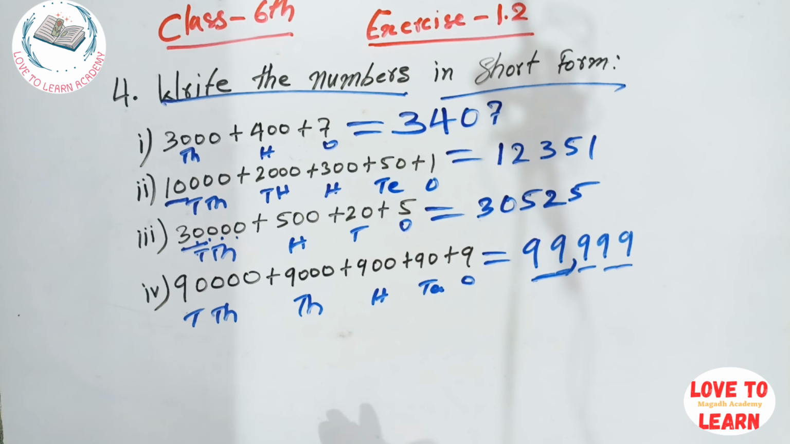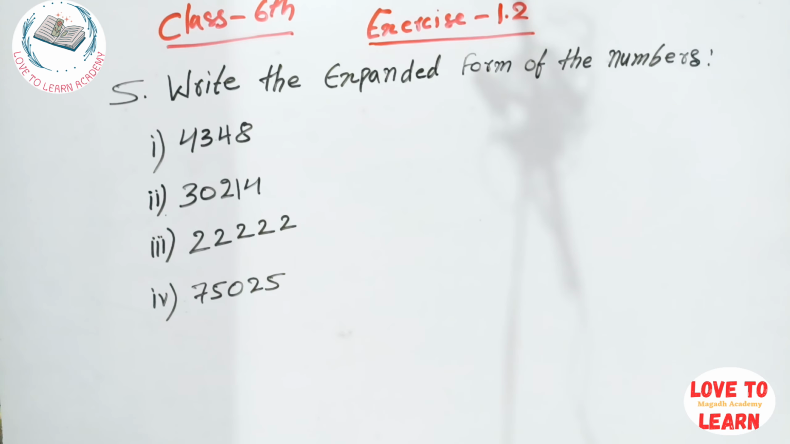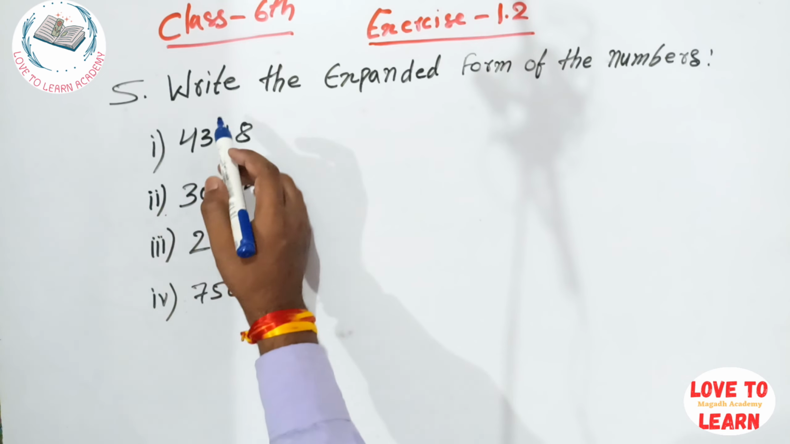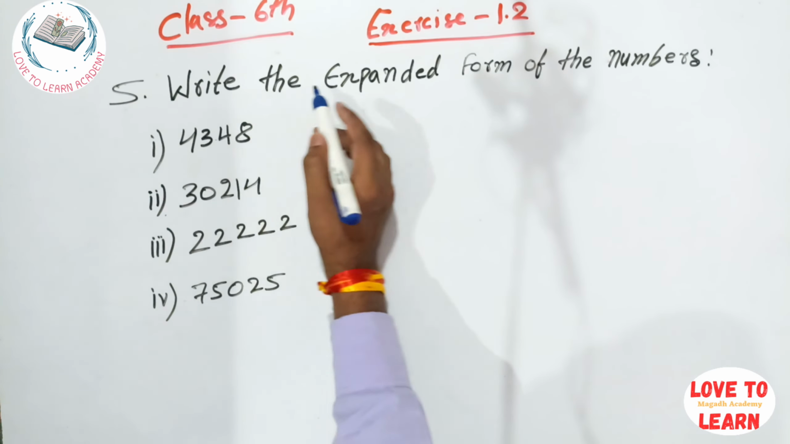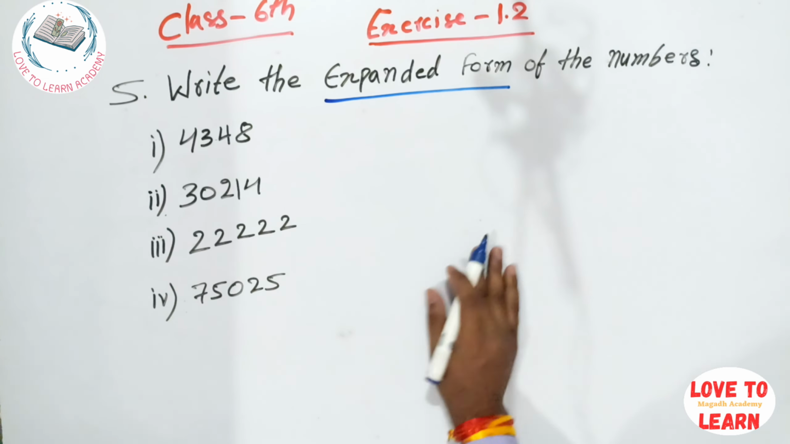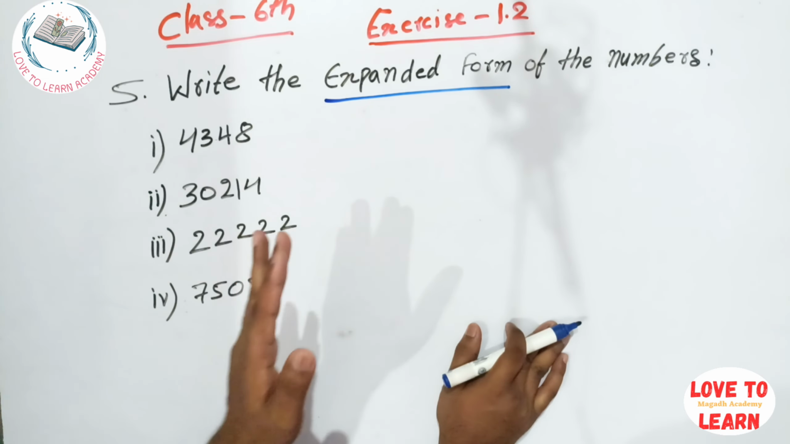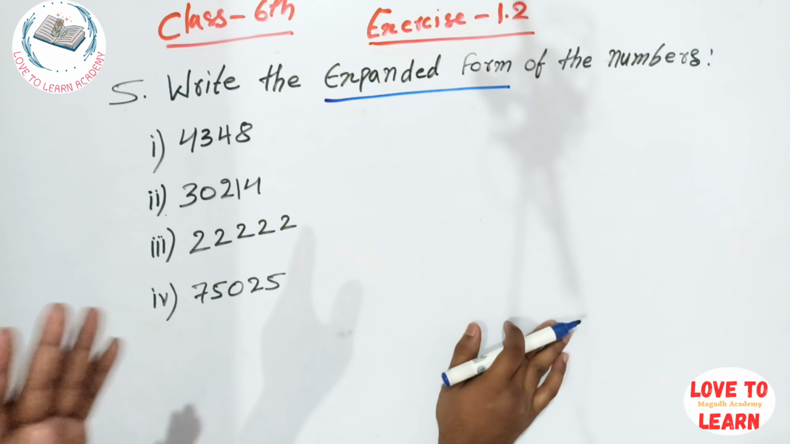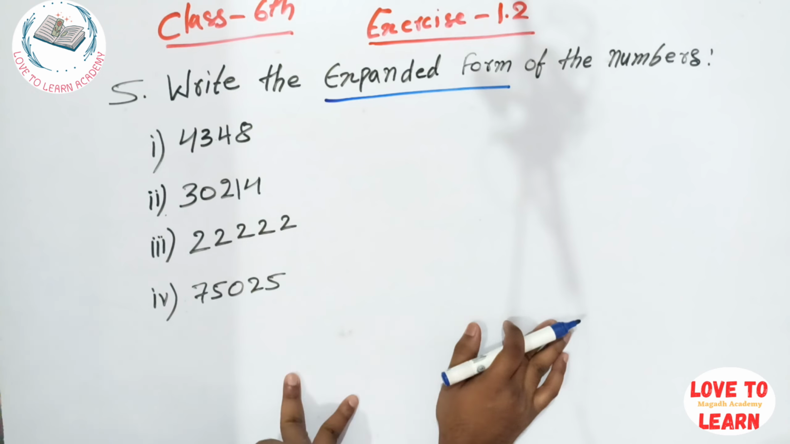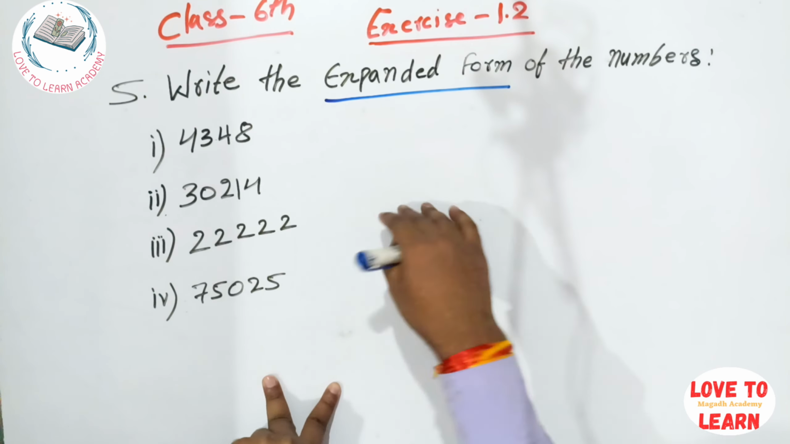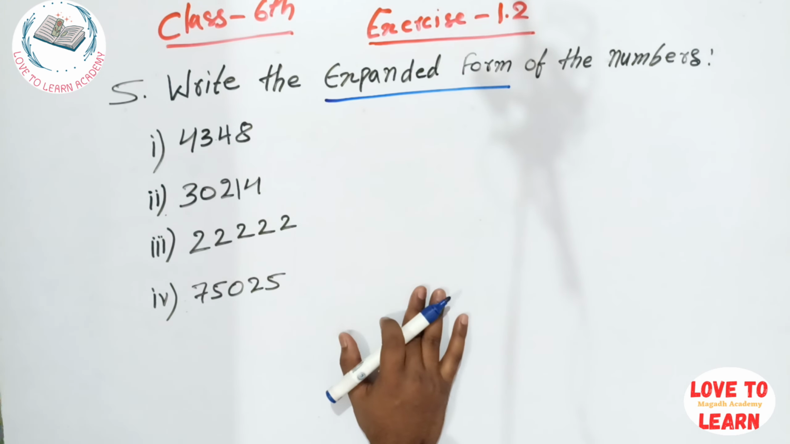exercise 1.2. So let's see the question number 5. Okay, so this is our question number 5, and it is the last question of exercise 1.2. So let's see. Write the expanded form of the number. So we have to write this number in expanded form. In the previous, we already saw that the question is given in expanded form. We have to write in short form. Right now it is a short form, and we have to write in expanded form. So let's see how you will write in expanded form.